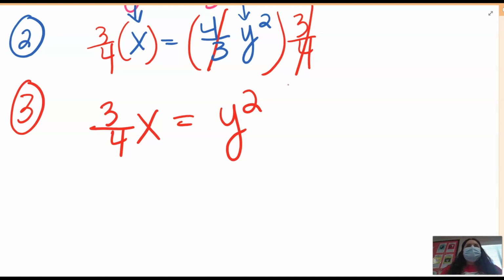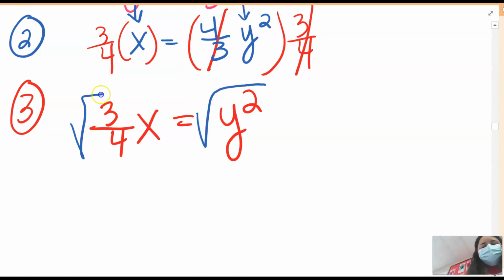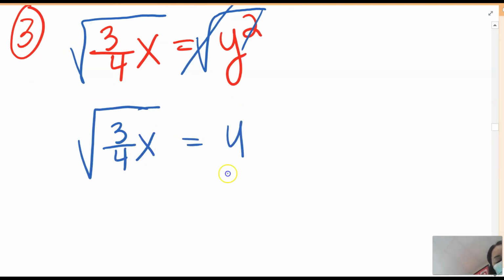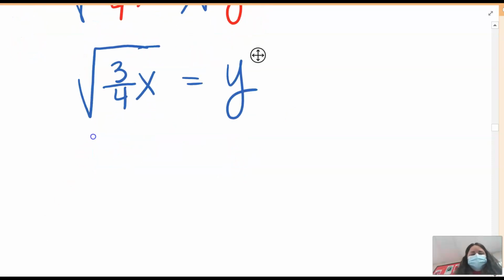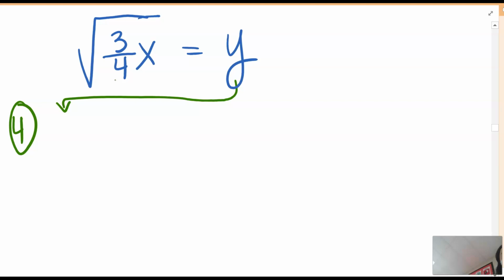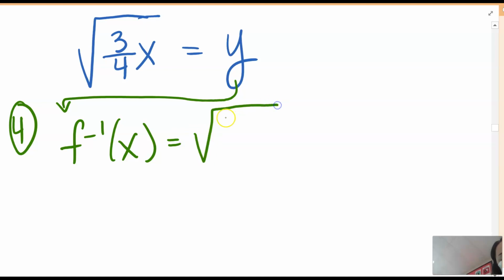And then, what do I do next? Square root each side. So square root, square root. Square root cancels out the squared. So we're going to be left with the square root of 3/4 x equals y. Then my step 4 is to do what with the y? Inverse notation. I believe this is also an f of x, so you leave it as f inverse is the square root of 3/4 x.